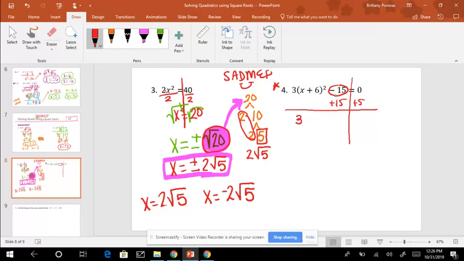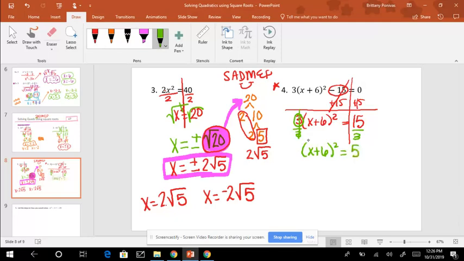Leaves us with 3 parentheses, x plus 6 squared. 15's cancel. This should say plus 15. 0 plus 15 is 15. Now we've got multiplying or dividing to deal with. This 3 is being multiplied out front, so you are going to divide by 3. On the left-hand side, the 3's cancel. Leaves us with x plus 6 squared equals 5.